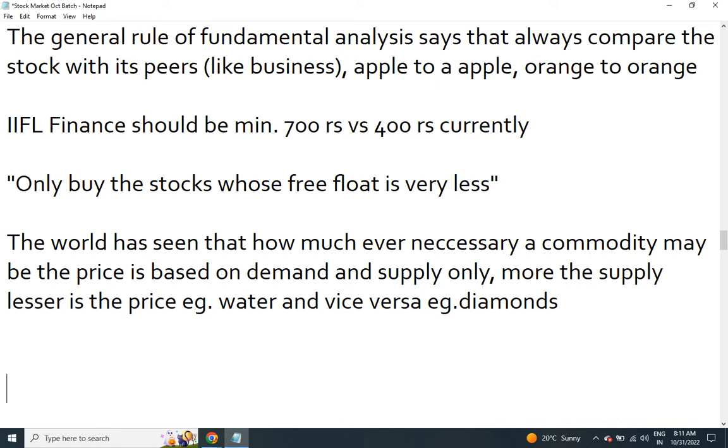Why are they cheap? Because of huge supply, huge production. We have a lot of oxygen on our planet. We have a lot of water on our planet. 70% of our planet is covered with water. So because the abundance is there, the price is cheap. So just buying a great company would not do. Very very important point here. Just buying a company which looks undervalued is not going to do. The supply of that company should also be very less. That is called free float.